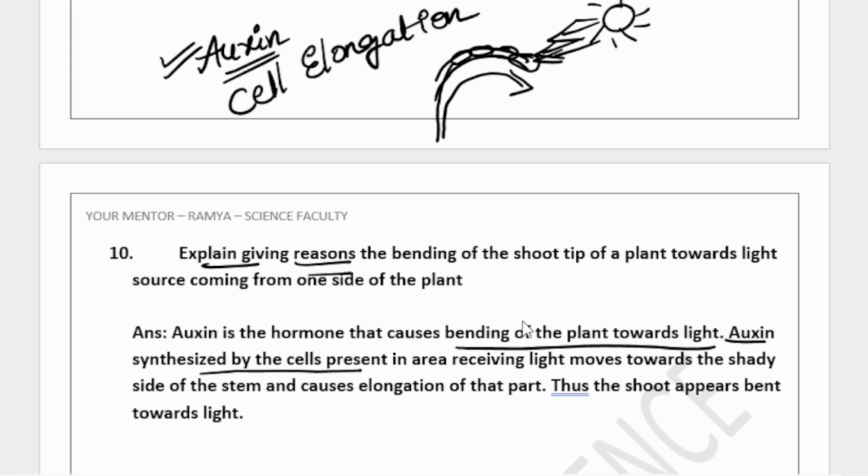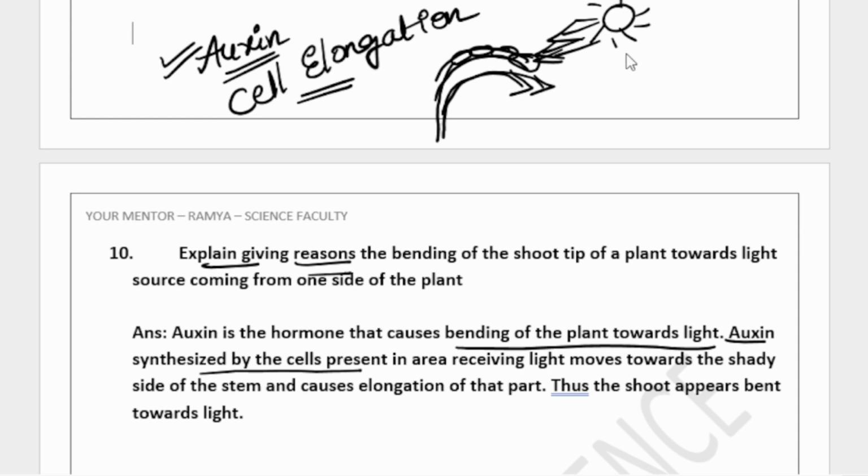So once again, it's a very easy concept, very simple thing to remember. Why is it bending? Because wherever the auxin hormone is produced, cell elongation takes place. When the cells get elongated, that particular part grows, and the plant bends towards the sunlight. Okay, so very simple concept.